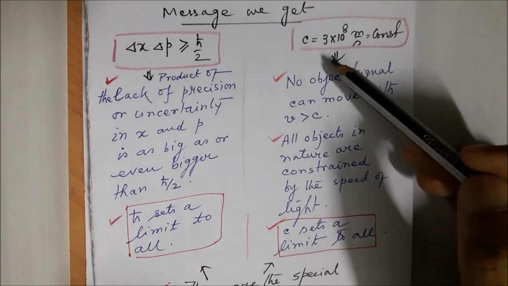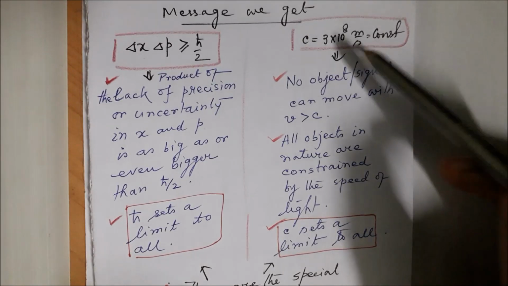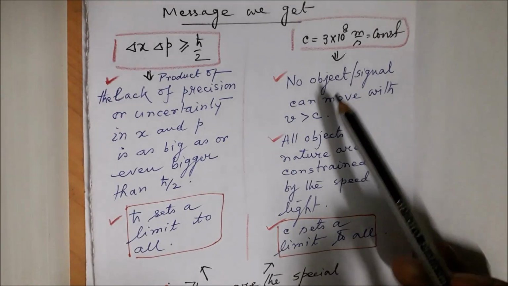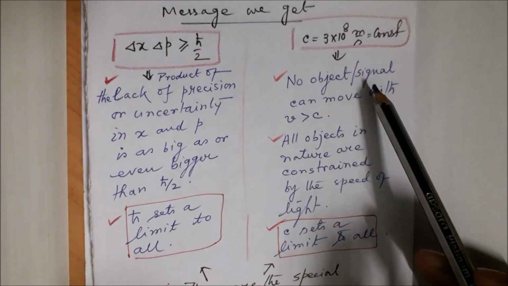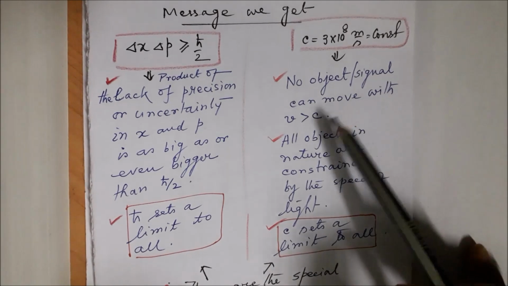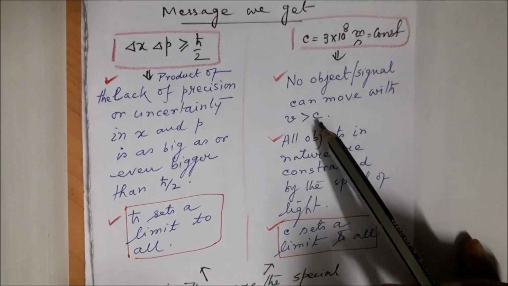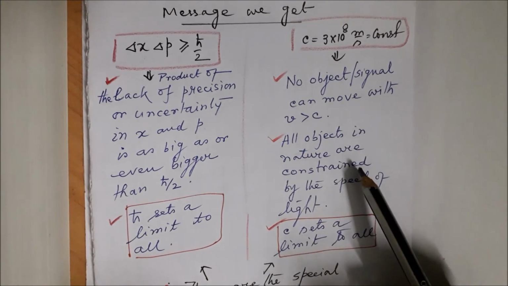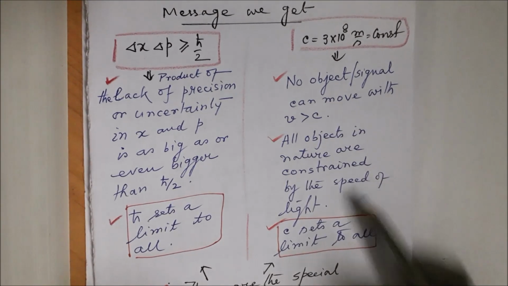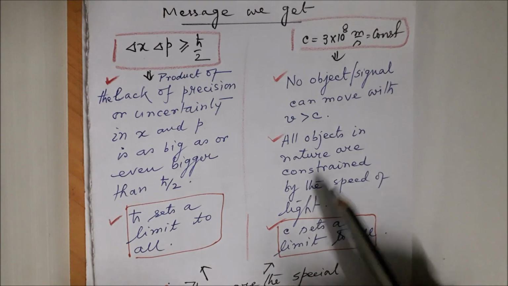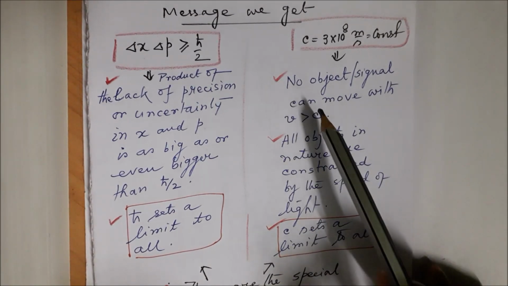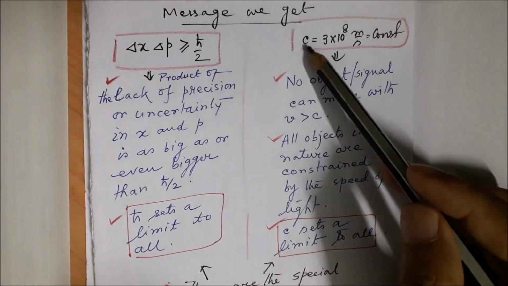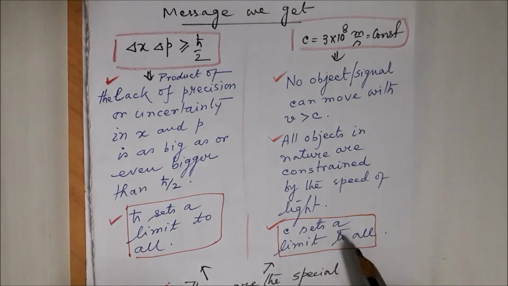On the other hand, special theory of relativity says that c is constant, which means no object or signal, whatever, can move with a speed that exceeds the speed of light in free space. All objects in nature are constrained by this speed of light. So movement with arbitrary speed is not possible. c therefore sets a limit to all.